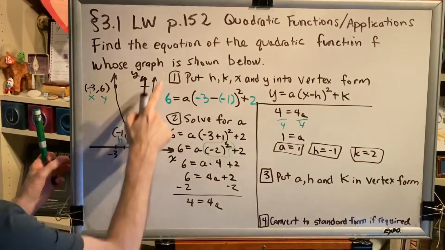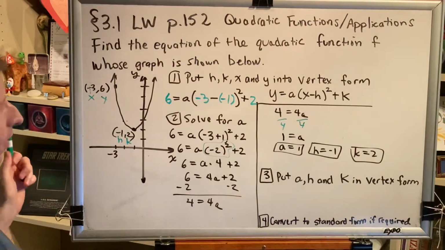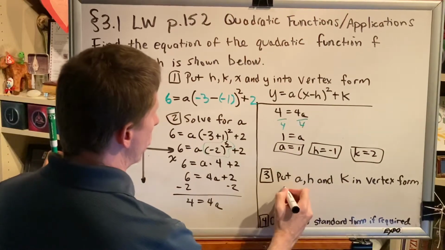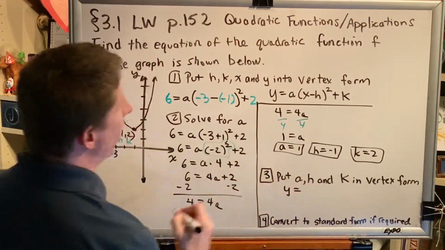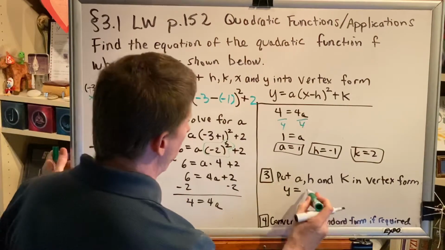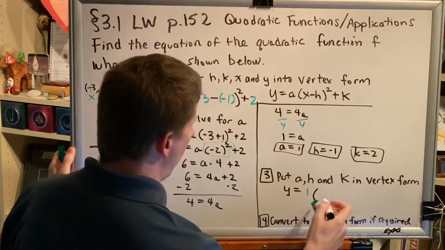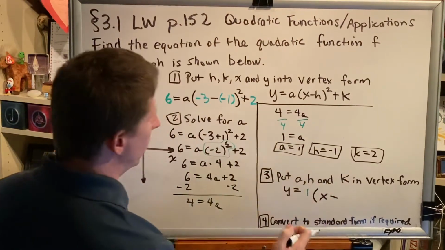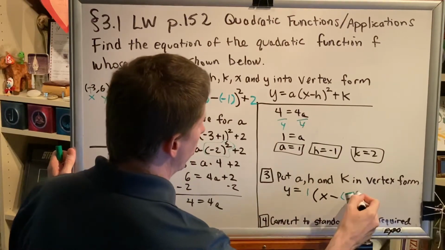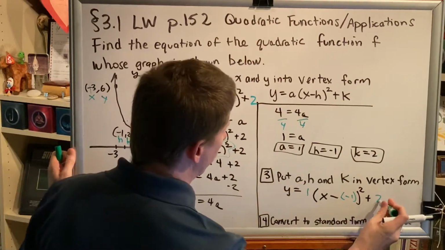All right, so we've done step 1 and step 2. Step 3, put a, h, and k in the vertex form. Do not replace x and y with numbers. We need x's and y's to create our equation. So we get y equals a, which is 1, parenthesis, x, subtract h, which is -1, close parentheses squared, plus k, which is 2.